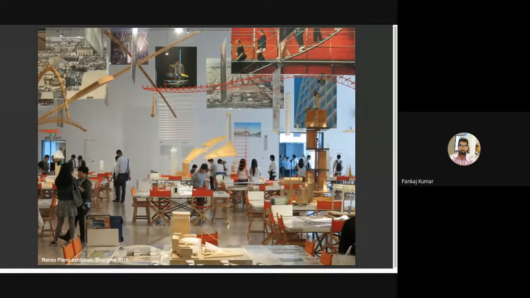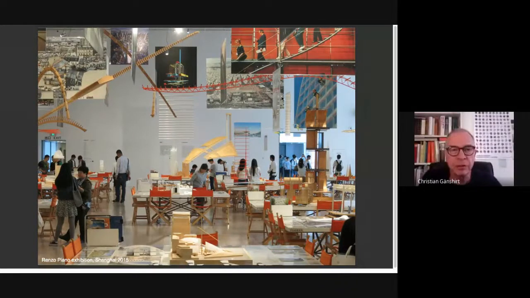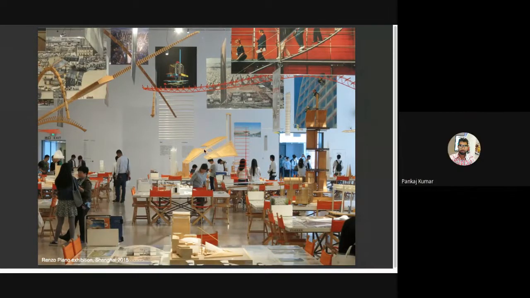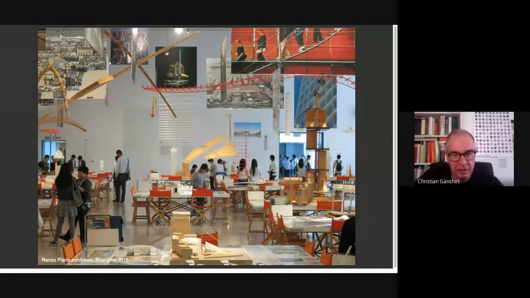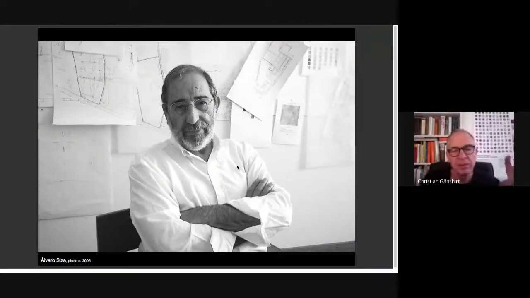We see also a lot of big photographs hanging from the ceiling, prototypes, models. So it's a big, beautiful circus of very diverse things. And my question is, what are these things? How do we use them? What could we use them for?